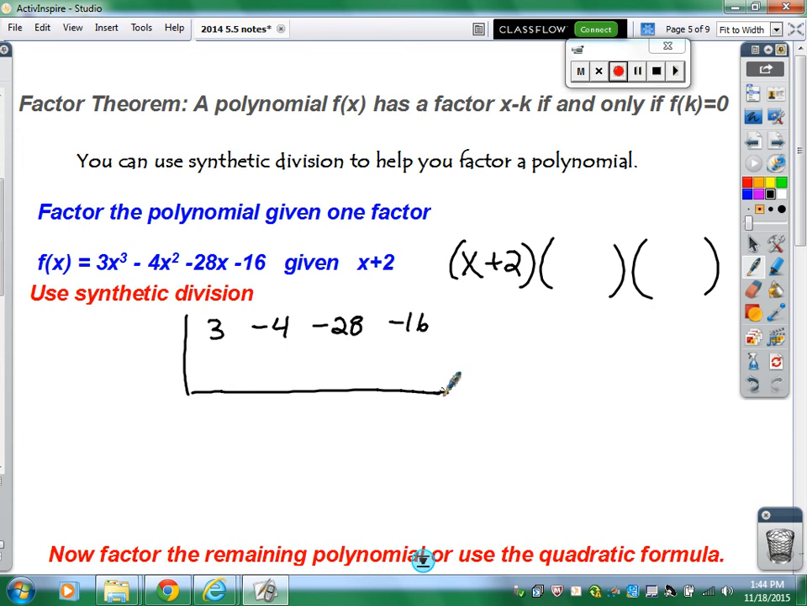All right, I want the 0 of this. So that means outside here, this is going to be a negative 2. Drop down the 3, multiply and add until I run out of terms. So multiply, add, multiply, add, multiply, and add. This is what my theorem is telling me. If I get a remainder of 0, then that means this is a factor of my polynomial. In order to be a factor or a 0, you have to have a remainder of 0.